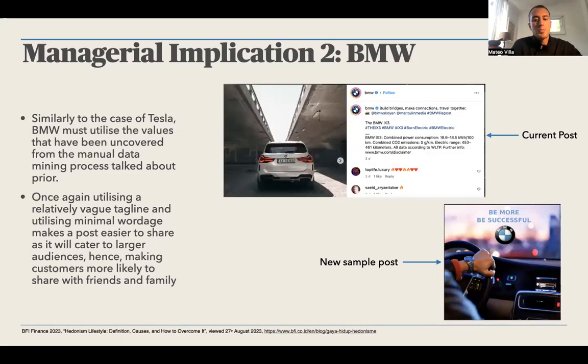Although BMW shares some similarities with Tesla with the comments surrounding innovation and the importance of it, there was a large amount of comments surrounding pleasure, excitement, and materialism. BFI Finance states that hedonism is defined as an idea as to where pleasure and or enjoyment is the main goal of life. In that case, it would be very worthwhile for BMW to promote these values in their advertisement and online posts to further their chances of increasing engagement online. Similar to the last post, the use of vague language will enhance retweetability due to its shareable nature.